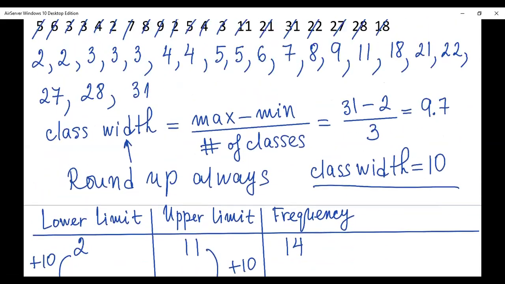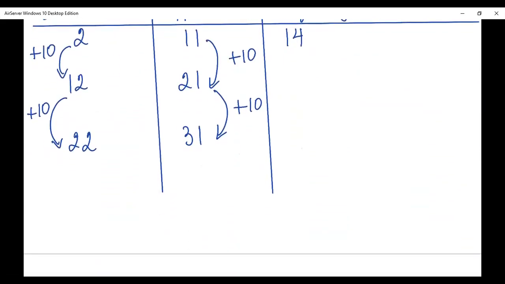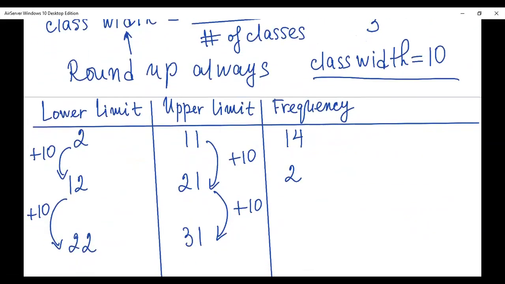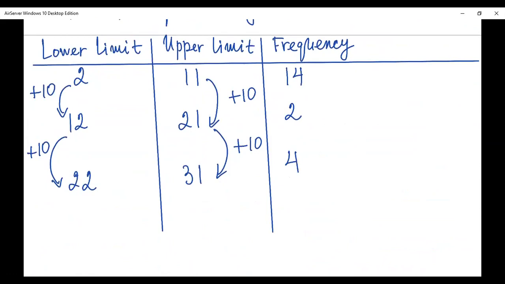Between 12 and 21, we have only 2, 18 and 21. And the last numbers between 22 and 31, we have only 4, 22, 27, 28, and 31. So this is 4. Now, we have enough information for the histogram, but if we decide to go a little bit further and find the relative frequency and the percentage, we can do that. I didn't leave much space, but I think I will manage.